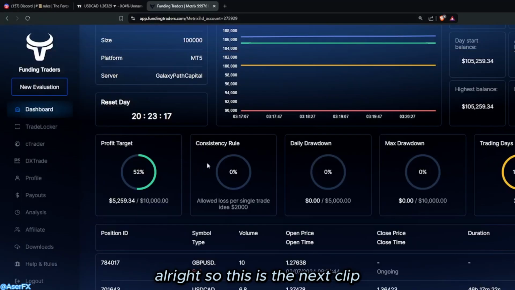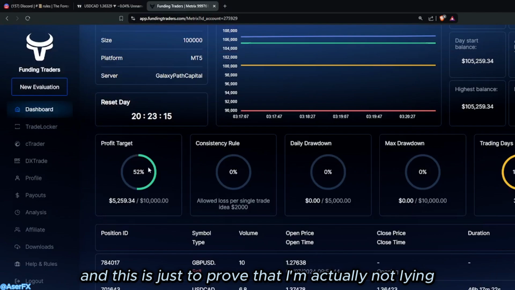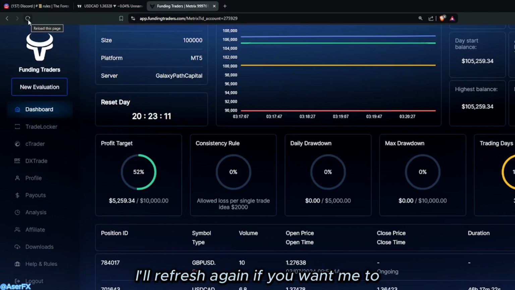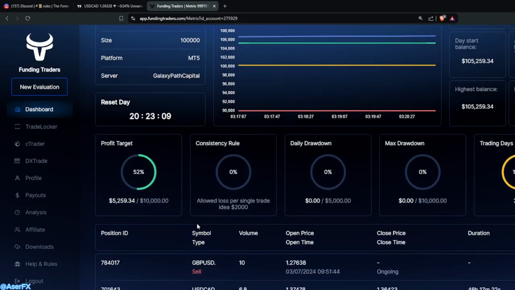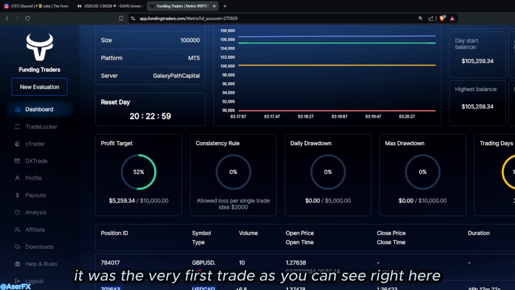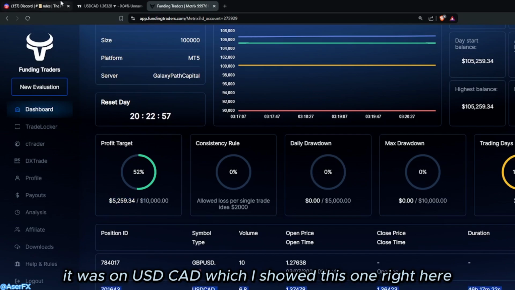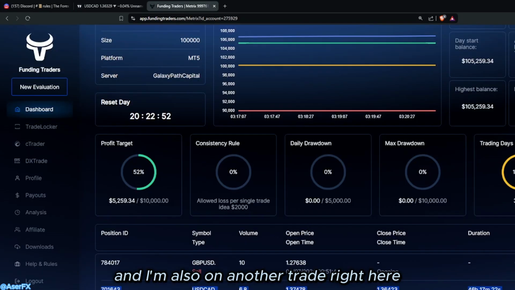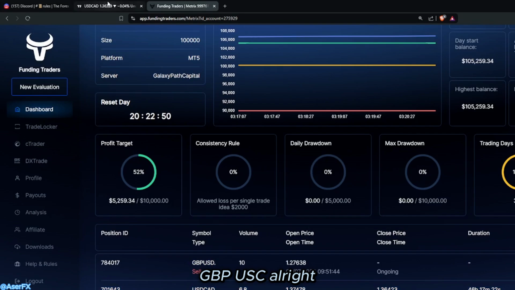All right, so this is the next clip, and this is just to prove that I'm actually not lying. I'll refresh again if you want me to. Right there. All right. Here is the profit. This was the first trade. I made 5 grand on the first trade. It was the very first trade, as you can see right here. It was on USD CAD, which I showed. This one right here. And I'm also on another trade right here, GBP USD.